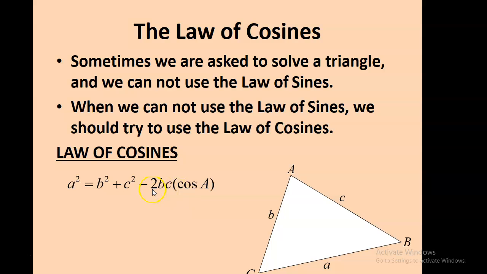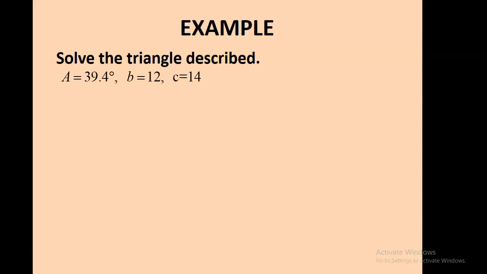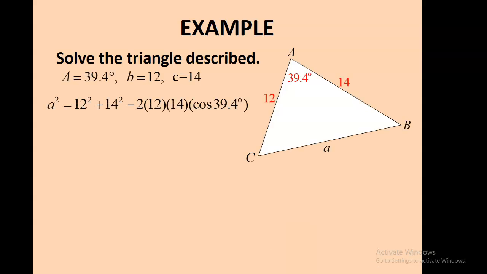Angle A would be used with the formula A squared equals B squared plus C squared minus 2BC cosine of A. So we'll go to that formula and put those pieces into it. That's A squared equals B squared, which is 12 squared, plus C squared, minus 2 times B times C times the cosine of angle A, which is 39.4.